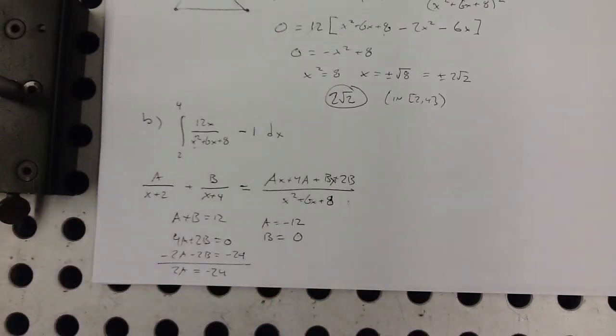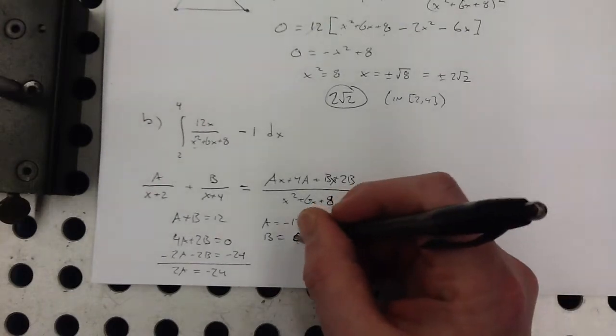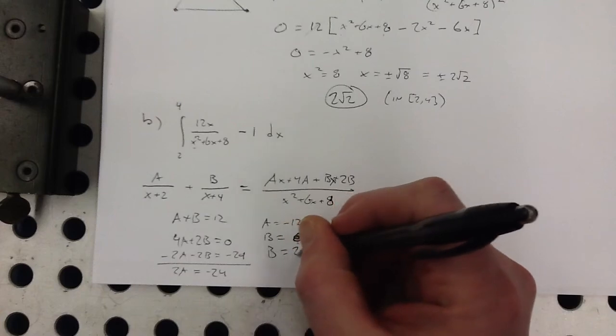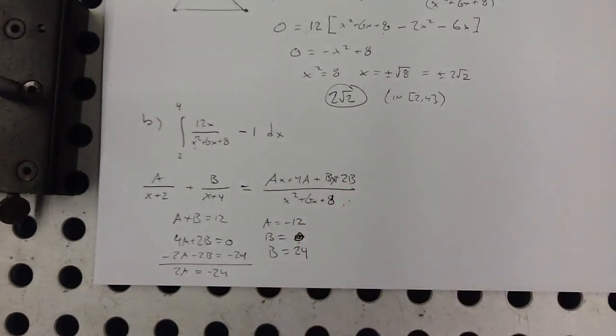That doesn't work. What did I do there? Let's see. Multiplied that equation by negative 2. Oh, sorry, b wouldn't be 0. b would be 24, wouldn't it? There we go. And I check that in this equation, and yeah, that works.